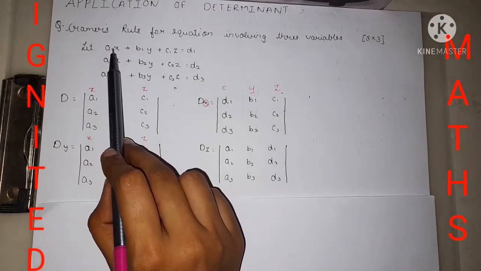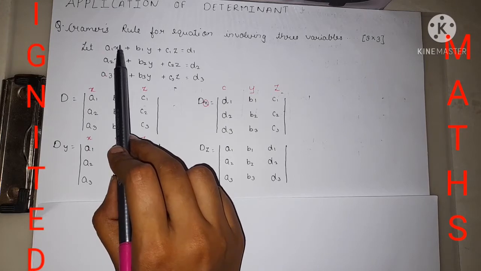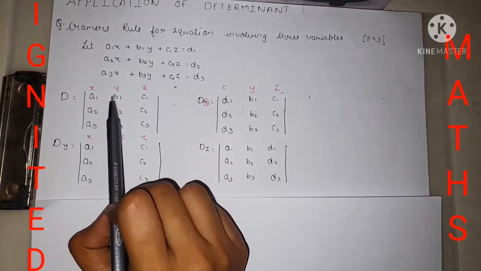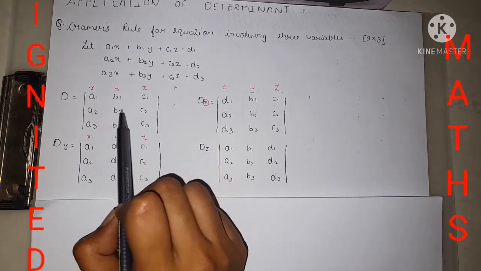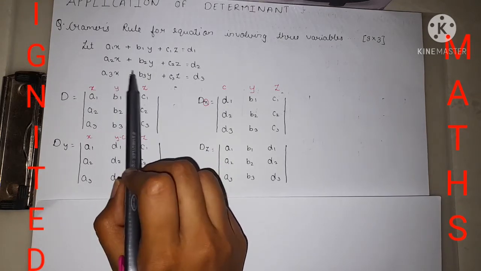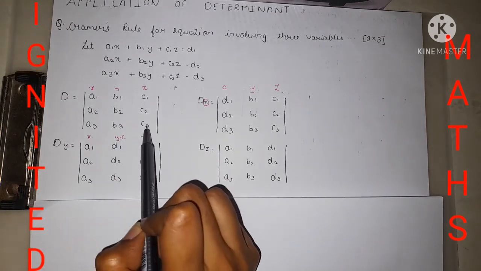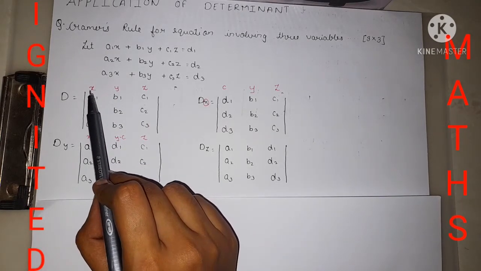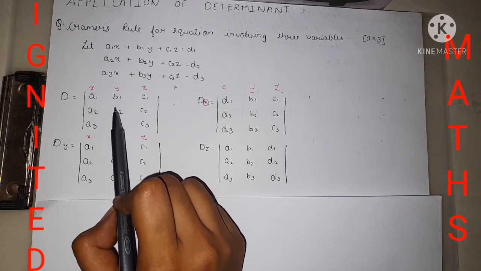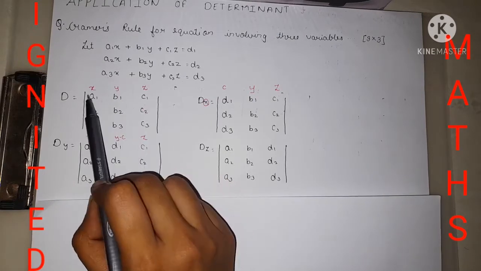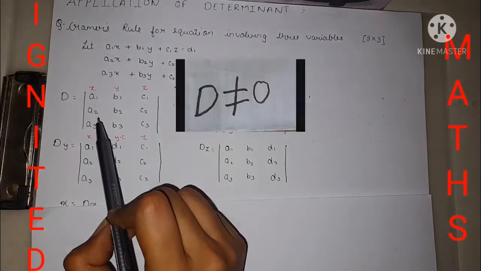So the variable-having coefficients are a1, b1, c1. Next row a2, b2, c2. Third row a3, b3, c3. You need to write the elements with respect to x, y, z. See, I have already maintained the perfect row and the perfect column.